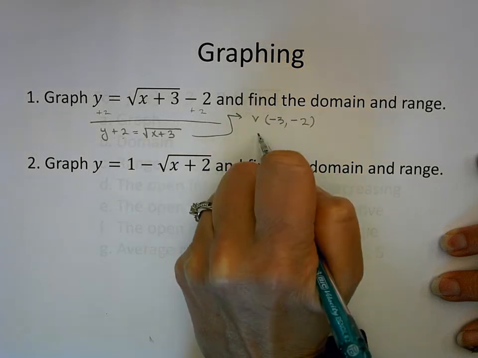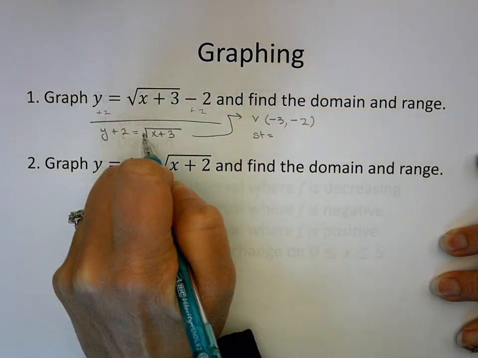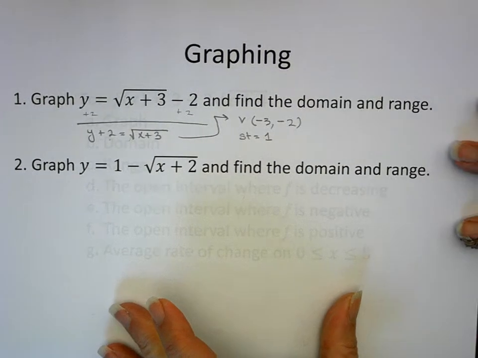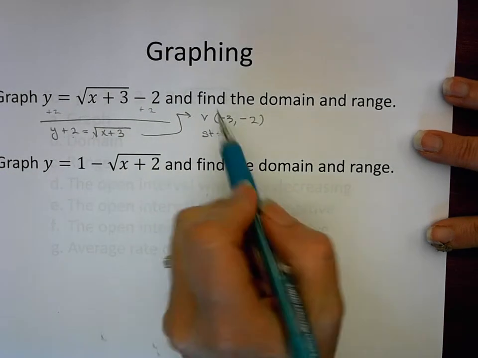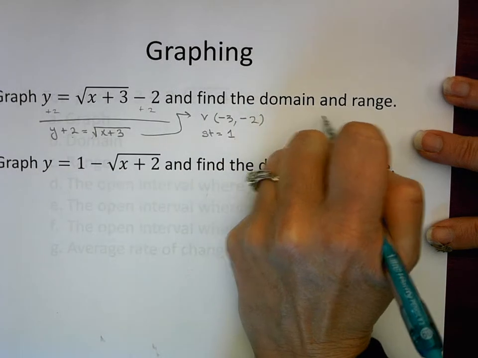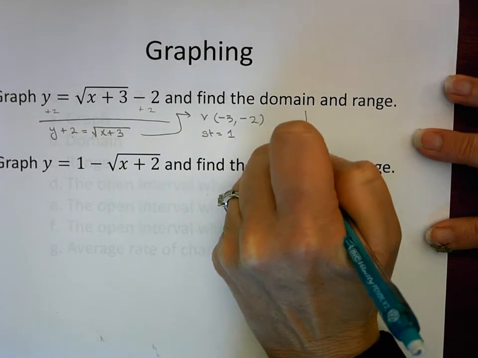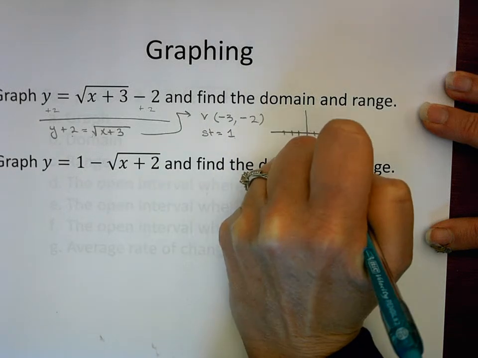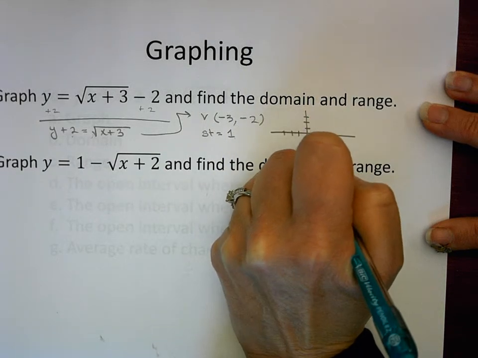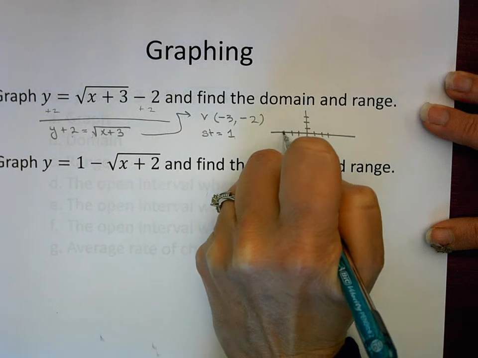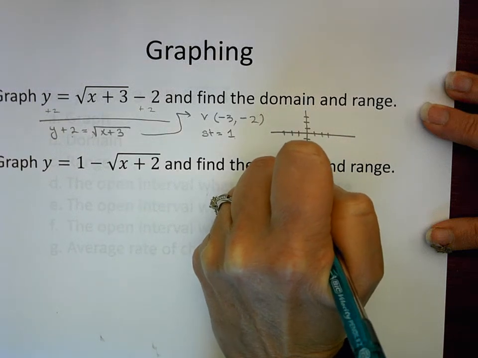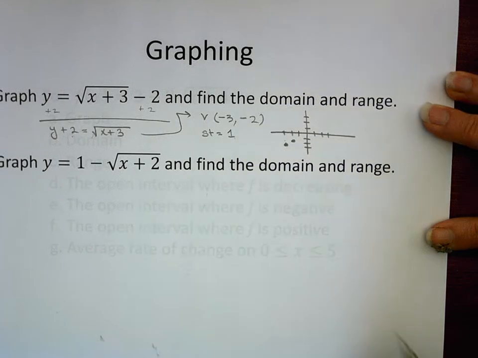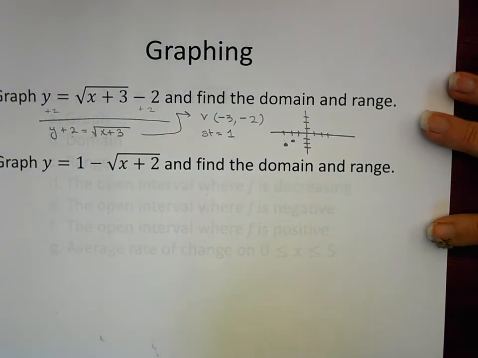And then my stretch is the number multiplying my radical, which in this case is 1. So that will give me my first 2 points, right? So point 1, point 2. So I'm going to go ahead and get that part. So -3, -2. And then for my stretch, I'm going to go up 1 over 1. And then I need 3 points though to accurately graph.